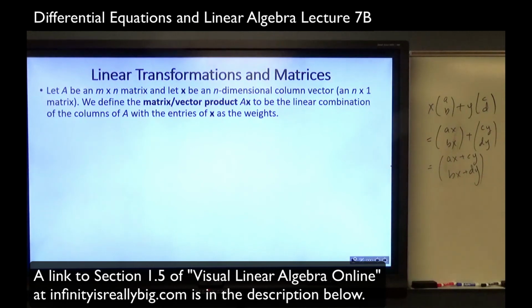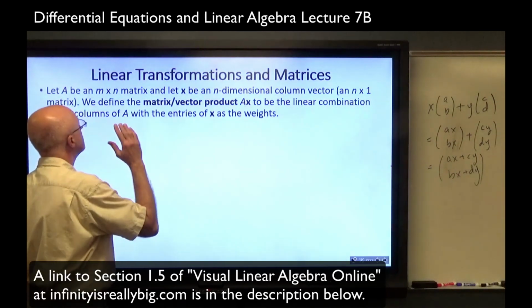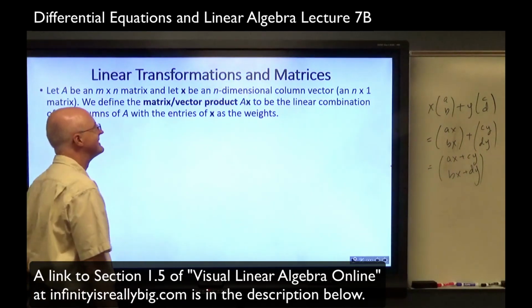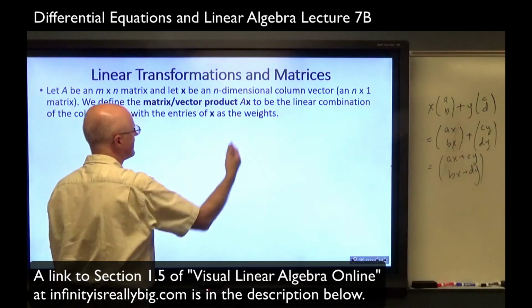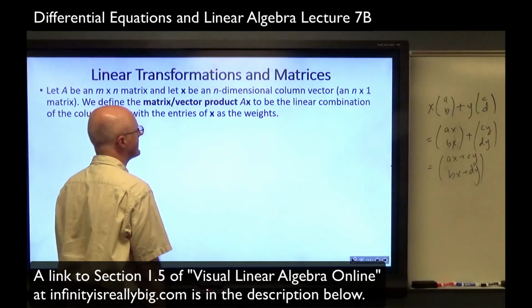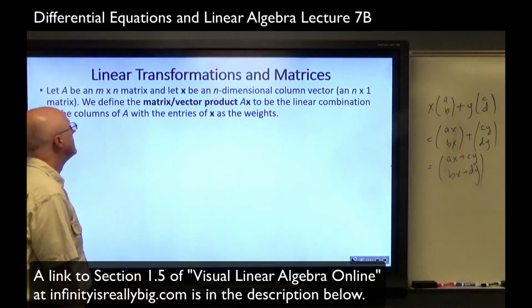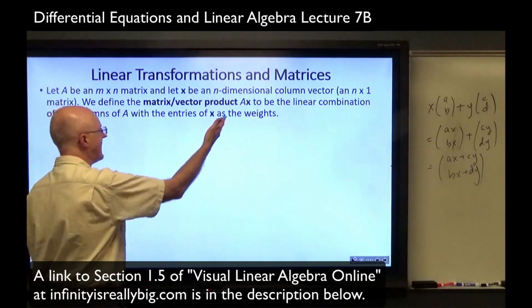So let's get into those details. Let A be an m by n matrix. Again, m and n could be humongous, or they could be not so humongous. Let X be an n-dimensional column vector, in other words, an n by 1 matrix. We define the product AX.